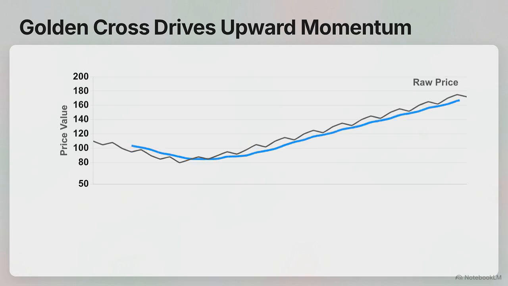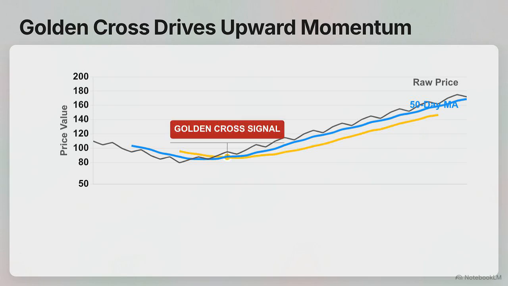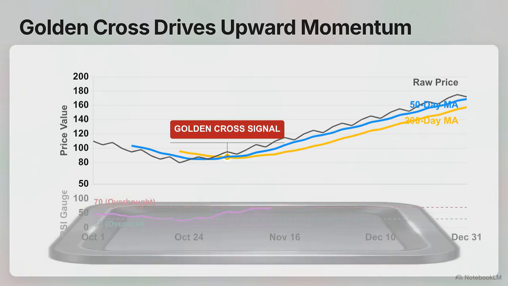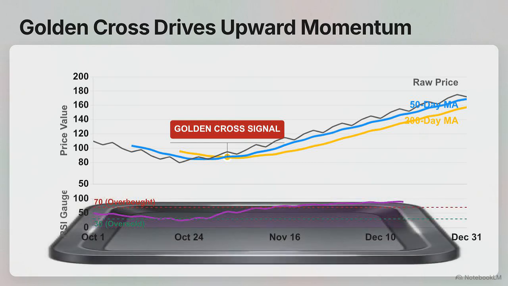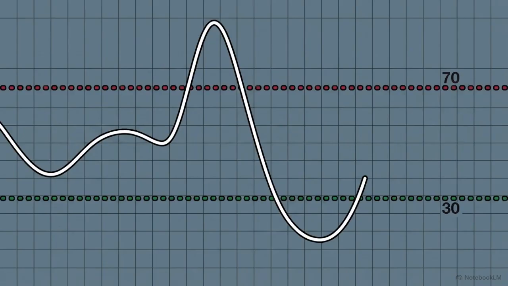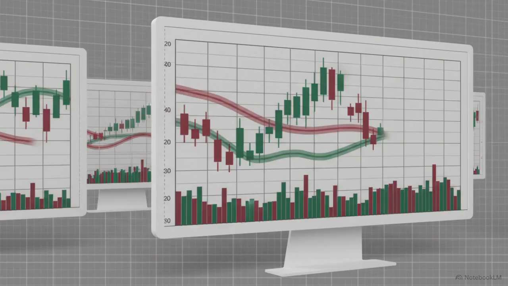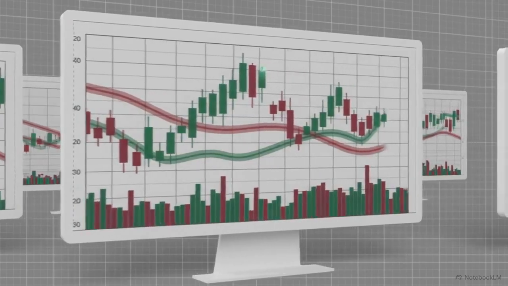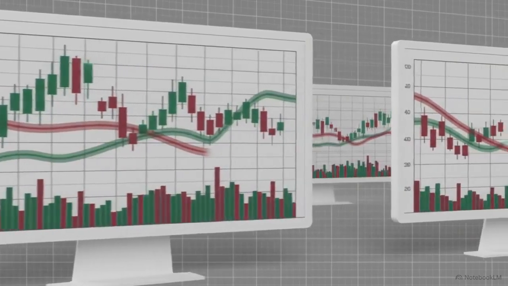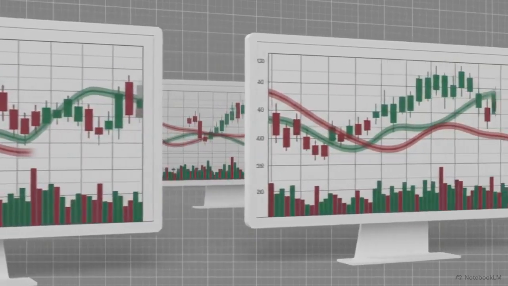When a short-term moving average crosses above a long-term one, creating a golden cross, it indicates recent buying momentum is overtaking the historical average. To measure the intensity of that move, we use the Relative Strength Index, or RSI. It identifies when a stock is overbought and likely due for a pullback, or oversold, meaning the selling pressure may be exhausted. Indicators are not standalone predictors. They are used to confirm or question what the primary price trend is already showing you.